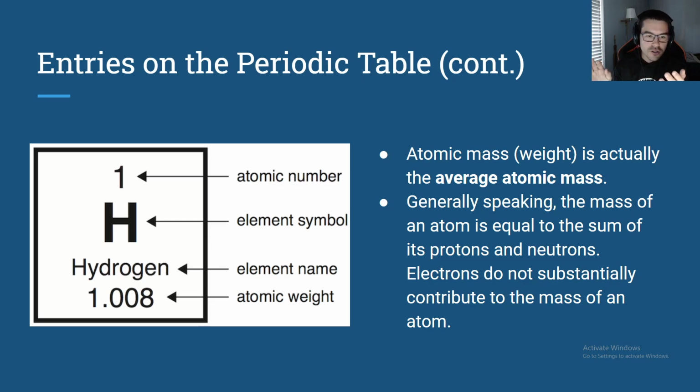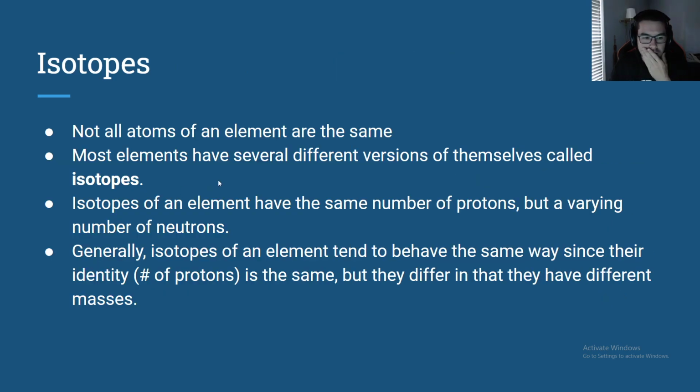All the versions of hydrogen are going to have 1 proton, okay? But there's some other way that they can differ, okay? Isotopes of an element have the same number of protons, but a varying number of neutrons, okay? So the number of neutrons can actually vary, and that is what distinguishes these different isotopes from one another, okay? Like it says here, most elements have several different versions of themselves called isotopes. Isotopes of an element have the same number of protons, but a varying number of neutrons, okay?